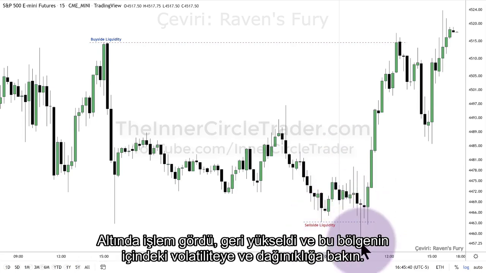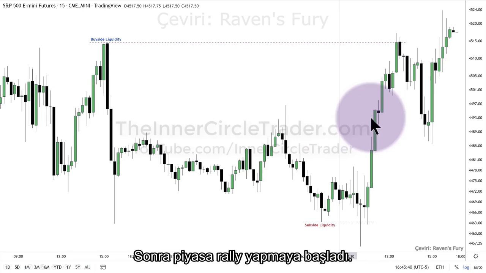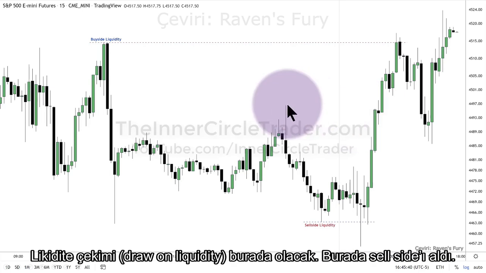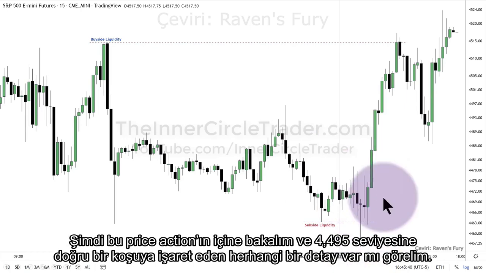But watch what happens. It trades below it, comes back up, and look at all the volatility and the sloppiness inside this area here. Then the market starts to rally. So the draw on liquidity is going to be here. It took out sell side here. So let's look inside this price action and see if there's any details that would lead to a run into that, we'll call it the 44.95 level, okay?